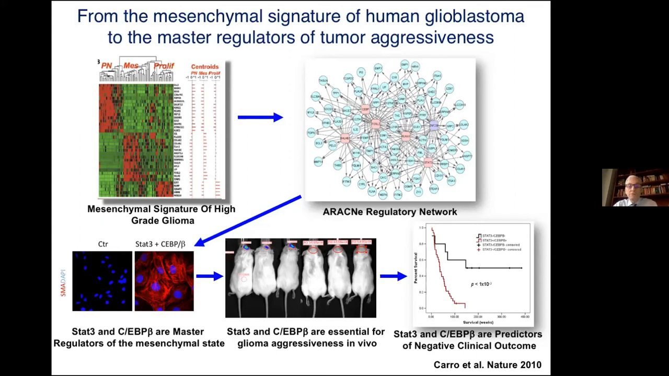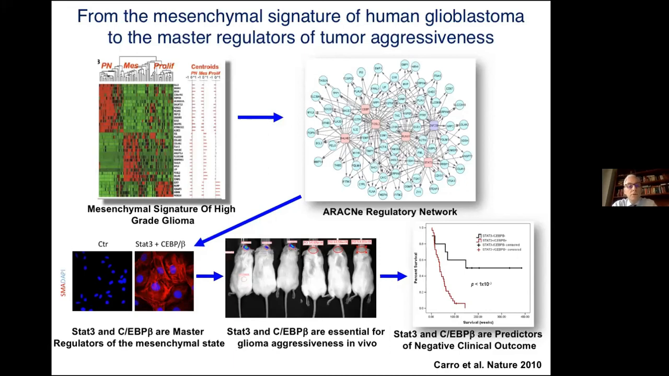Then you will see that now the picture is changing, but what has been canonically accepted in GBM biology is that the ability to express genes and markers of the mesenchymal lineage has been interpreted as the primary driver for invasion of the normal brain. So this subtype that was defined in 2006 by Ken Aldape and Heidi Phillips, the mesenchymal subtype, has been viewed as the most aggressive subtype of GBM.